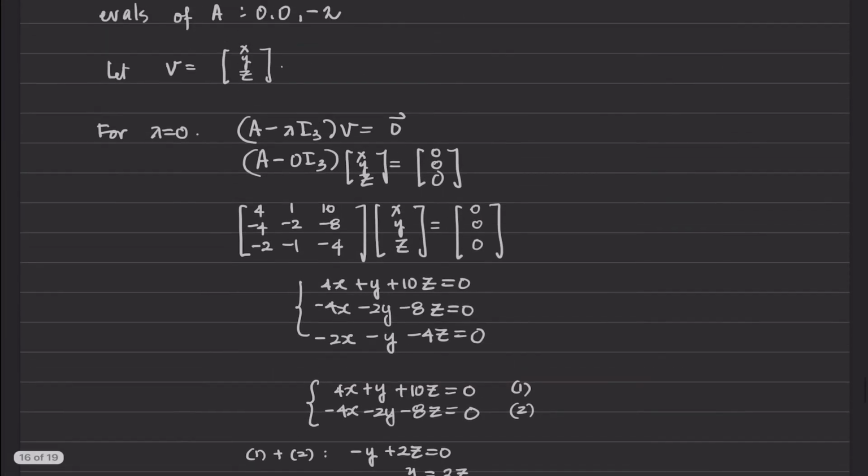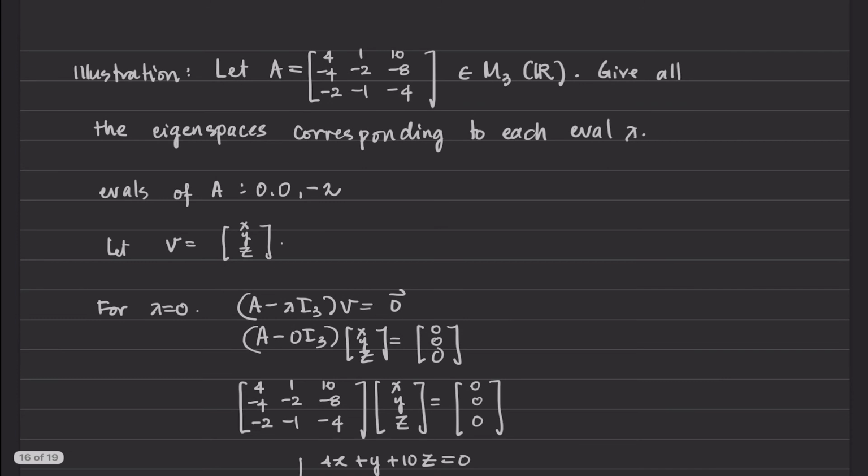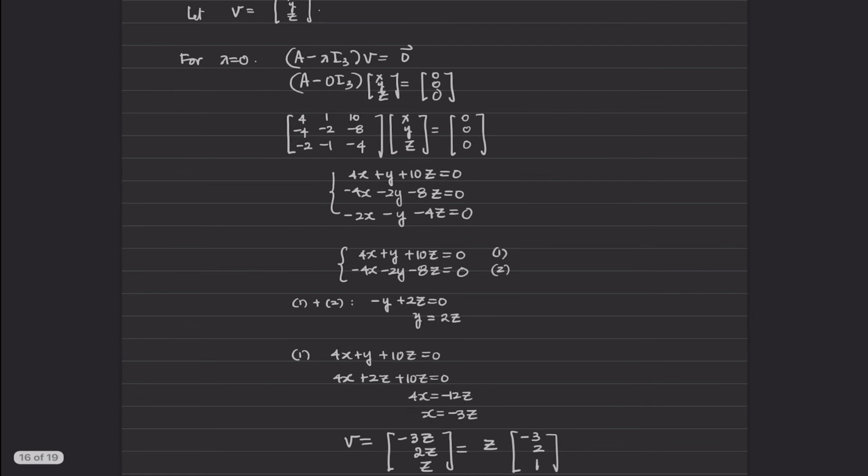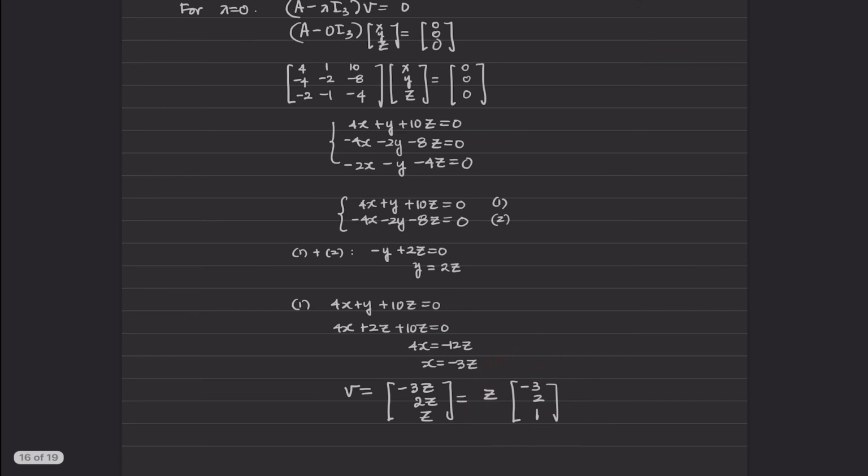Tapos babalikan mo yung v mo kasi ang sinusolve mo dyan ay si v. Yung v mo ganito itsura, no? X, y, z. So ang v mo, ang x mo, negative 3z. Ang y mo, 2z. Tas yung z mo ay z. Or masusulat mo siya as z times negative 3, 2, and 1. So ibig sabihin, yung mga vectors mo corresponding to 0, ang itsura nila ganito. For non-zero z, kasi non-zero ang eigenvector. Ang kinocompute naman natin dito, eigenspace, so pwedeng mag-0 si z.